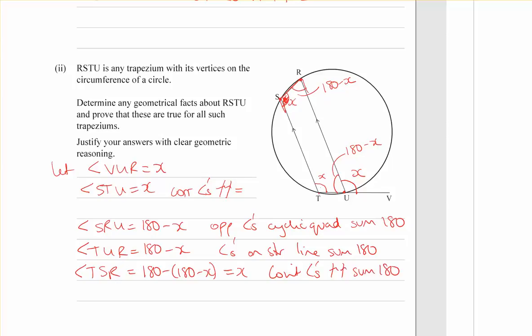Right, so therefore I can see that the trapezium is symmetrical, and therefore the two side lengths would be the same size, and that makes it an isosceles trapezium, and the base angles are the same as well. So I need to explain that.